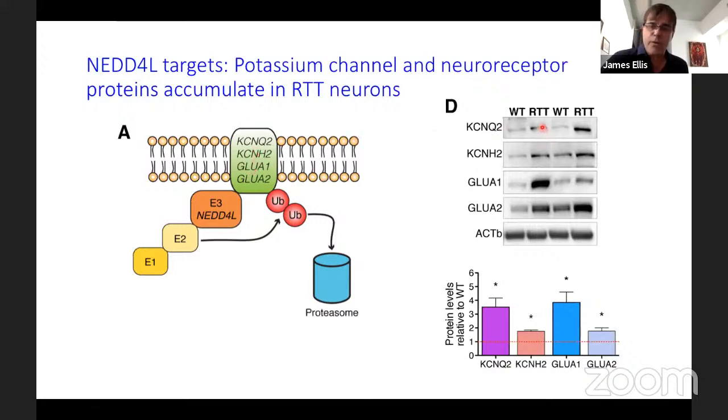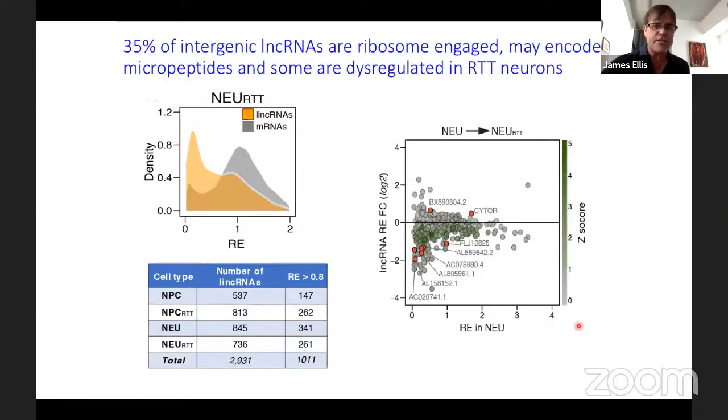And when you do these Western blots over here, you can see that in the Rett syndrome cells, the protein levels actually do go up, and quantified here. And again, none of this is revealed through RNA-seq or RT-PCR kinds of analyses, because the RNA is not actually changed.